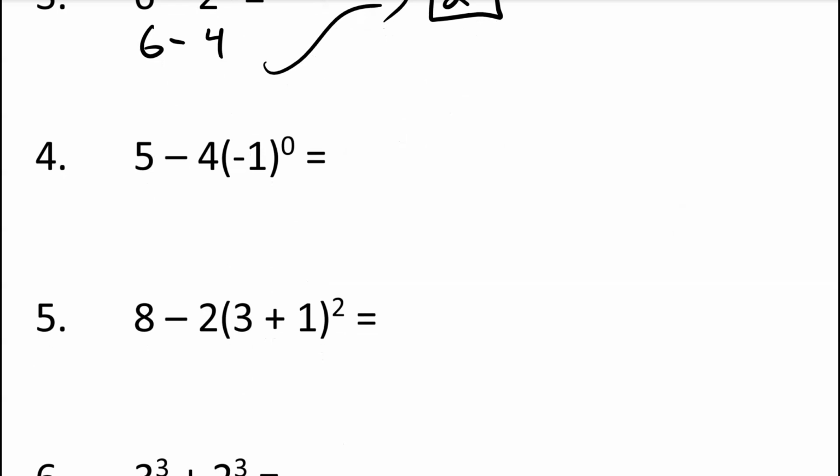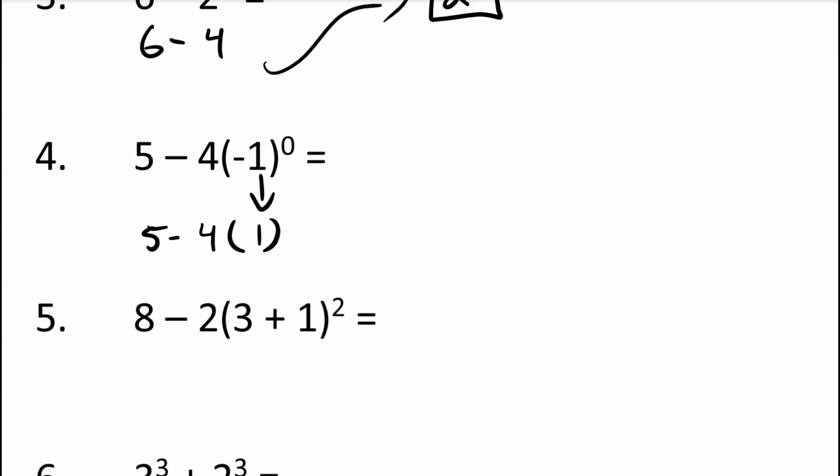In example 4 here, we have 5 subtract 4 multiplied by negative 1 to the power of 0. The first thing that we want to look for is brackets. Well, the brackets are only there to represent the multiplication, so we're not going to have to do anything with the brackets right now. The next thing that we're doing in order of operations is our exponents. We do have an exponent, which is a 0, so we have to address that first. If we look at the -1 to the power of 0, the 5 subtract 4 stays, and -1 to the power of 0 will give us 1.